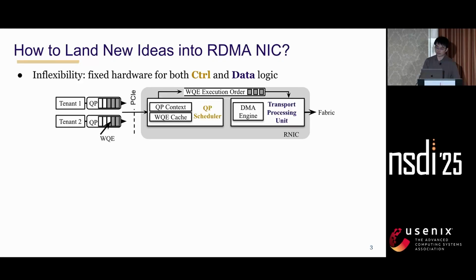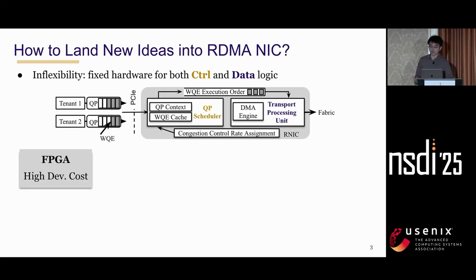Within the RDMA NIC, there are two major components. One is control logic, such as the QP scheduler. The other is the transport unit, such as RoCEv2 or InfiniBand. The control logic keeps track of some QP context and WQE cache to generate the execution order for the transport unit. Importantly, during scheduling, the QP scheduler also considers the rate assignment from the congestion control module. We can see that both control and data logic are fixed into the ASIC module.